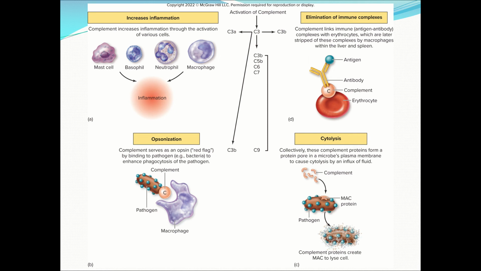The complement links the antigen antibody complexes with erythrocytes, which are later stripped of these complexes by macrophages within the liver and the spleen. The complement activates opsonization, which serves as an opsin or a red flag by binding to a pathogen such as a bacteria, and this enhances phagocytosis of the pathogen by macrophages.